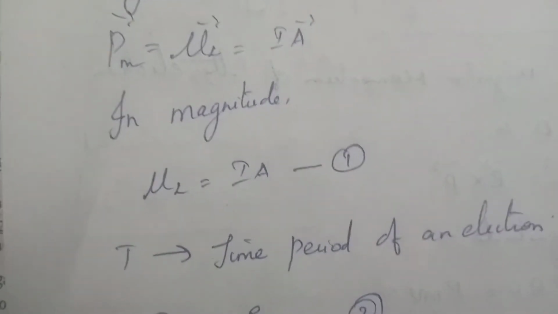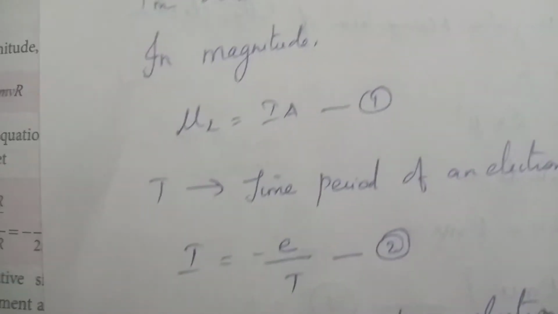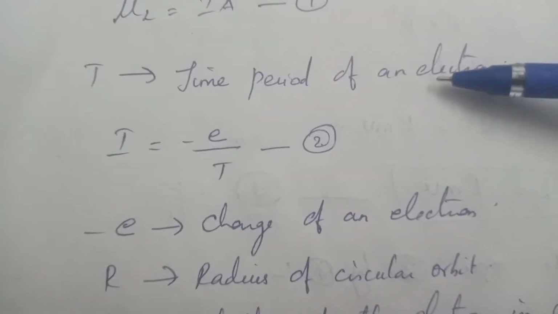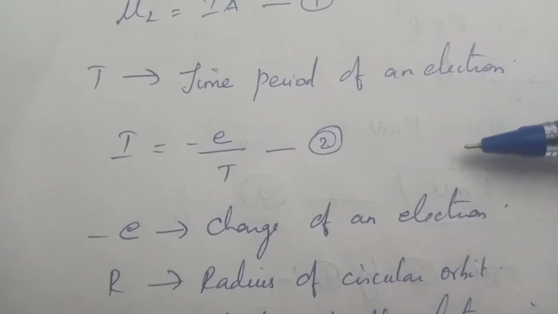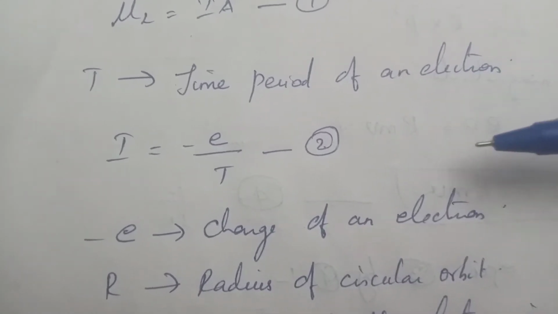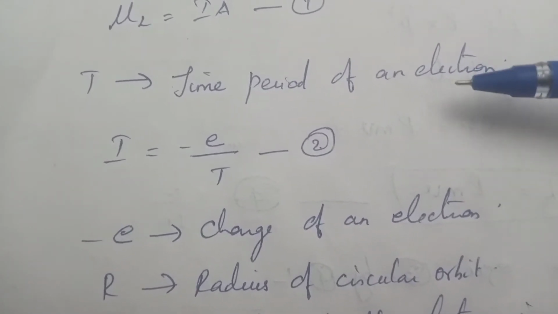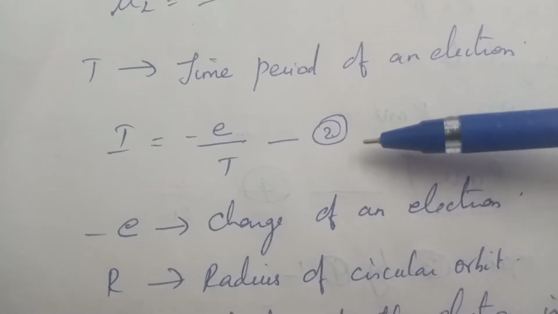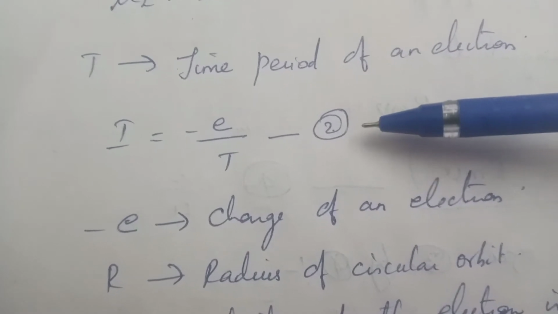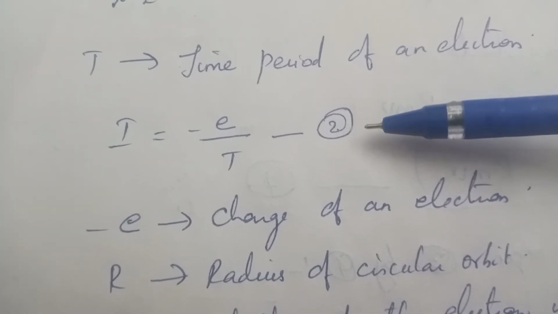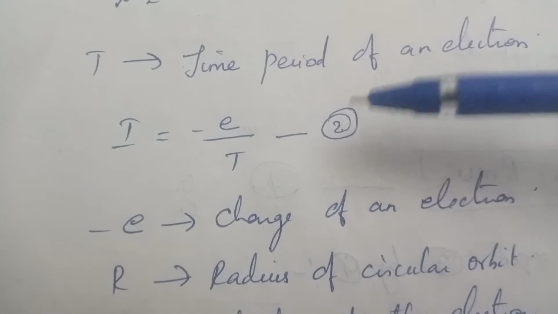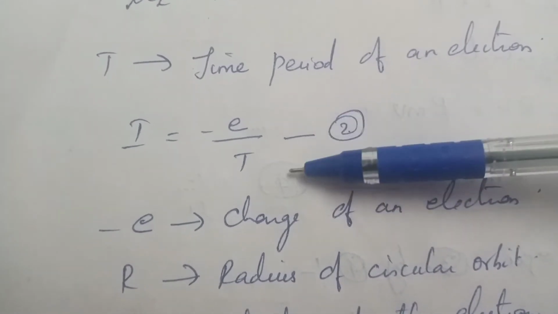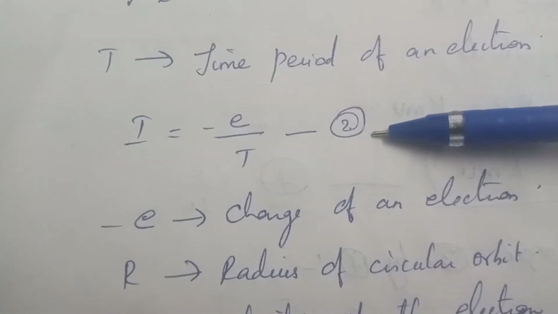Next, the parameters involved. T is denoted as the time period of the electron, that is, one rotation around the orbit represents the time period. Then, you know the general value of I is equal to Q by T, that is, charge divided by time taken. Here the charge used is the electron's, so I is equal to minus e divided by T, that is equation number 2.